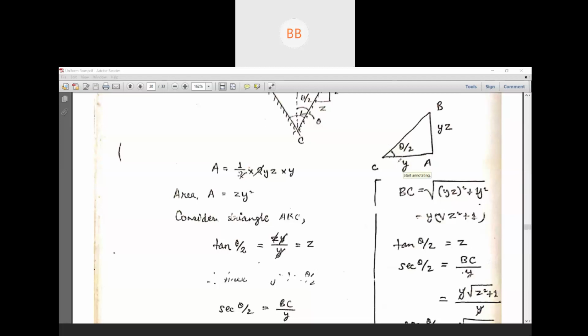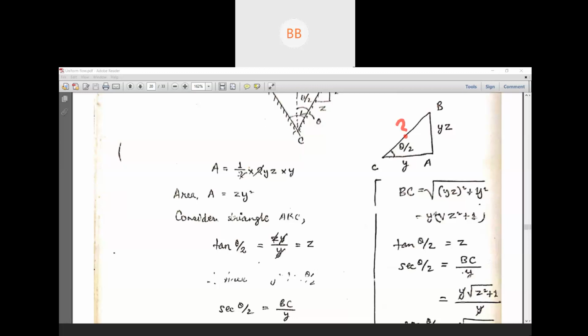Now we have side AC and AB. We are going to use Pythagoras theorem to find side BC. That is nothing but the square root of the sum of the squares of the two sides, so root over (zy) whole square plus y square.